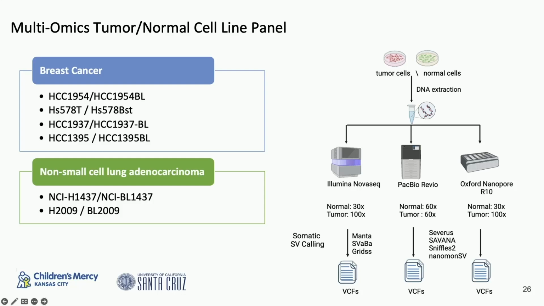So we sequenced our own cell lines. We sequenced 4 breast cancer and 2 lung cancer cell lines and their corresponding normals with Illumina, PacBio, and ONT sequencing. Then we ran 3 Illumina sequencing tools, MANTA, SVABA, and GRIDSS, and 4 long-read callers: Severus, Savana, NanoMonSV, and also Sniffles2, which is widely used for long-read sequencing.